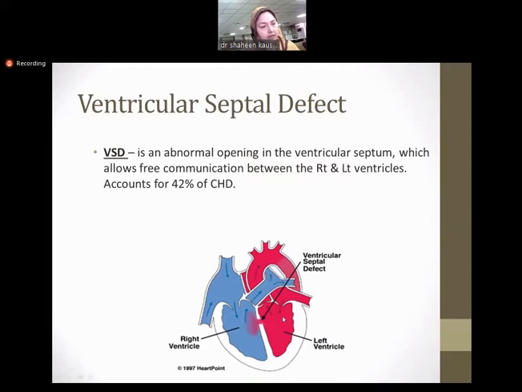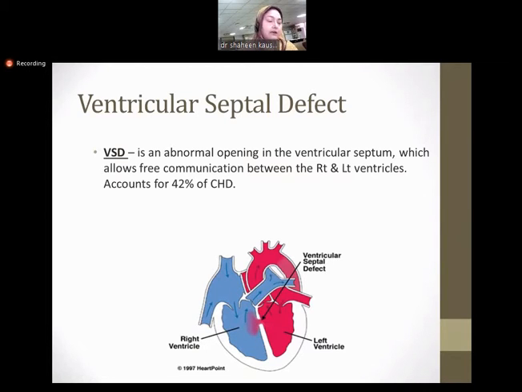The oxygenated blood from the left side of the heart is mixing, due to this communication, with the blood on the right side. As the normal oxygenation process is going on and it is just the mixing, the patient is not cyanotic. As I told you, these are the acyanotic heart defects.